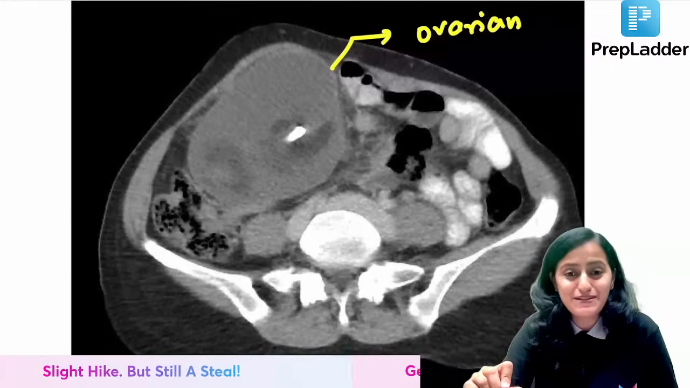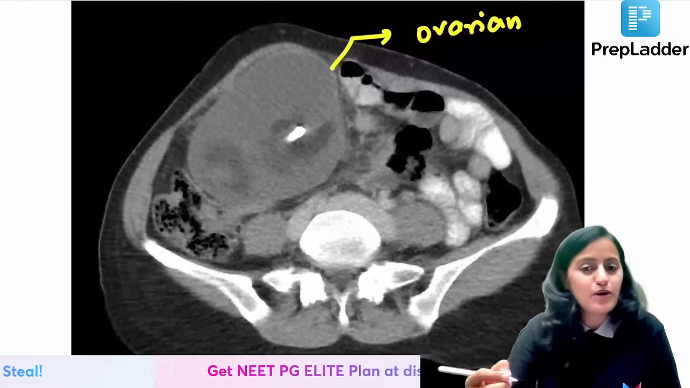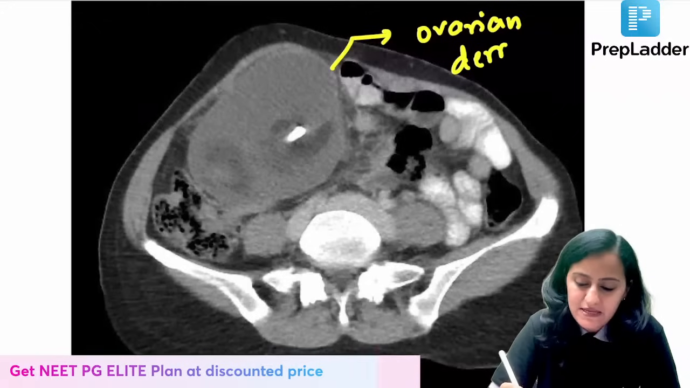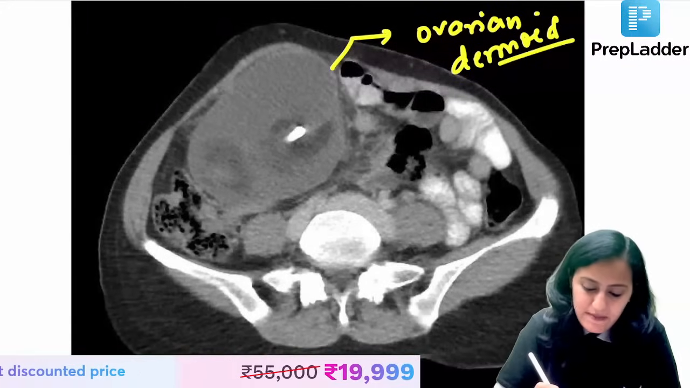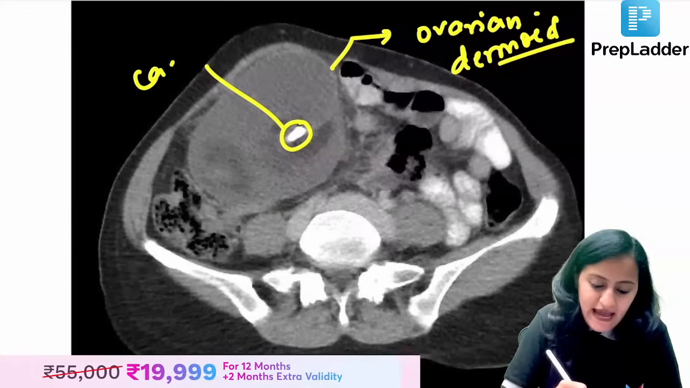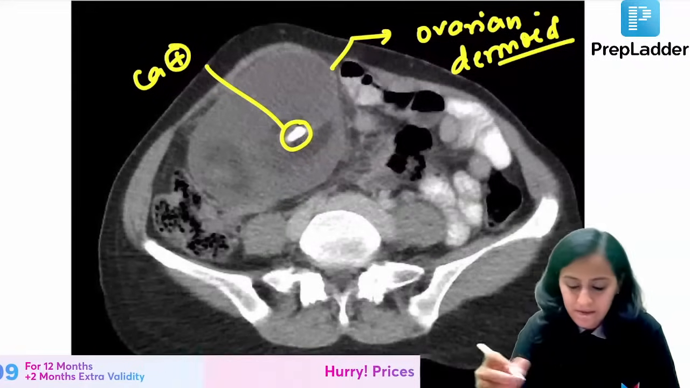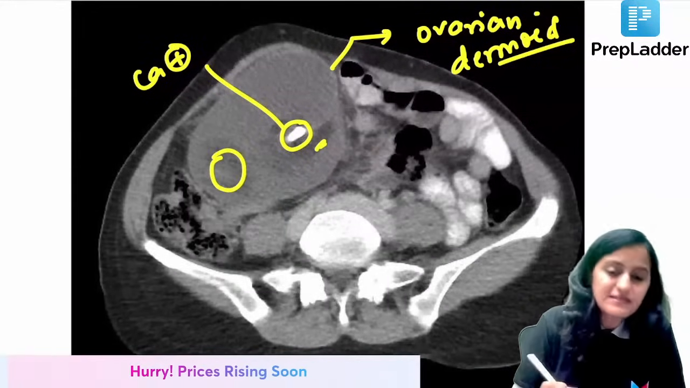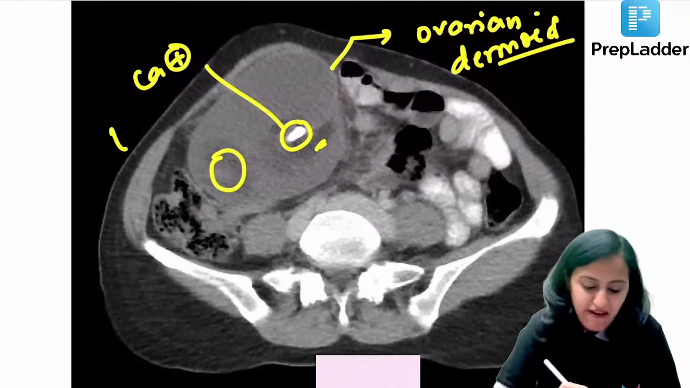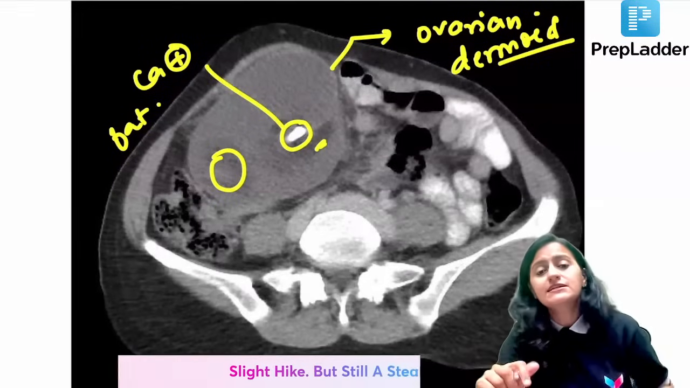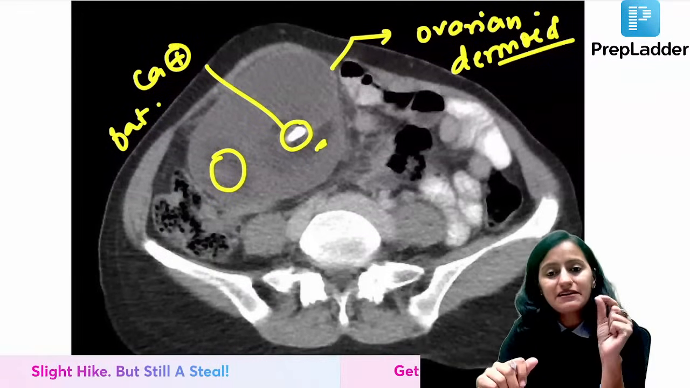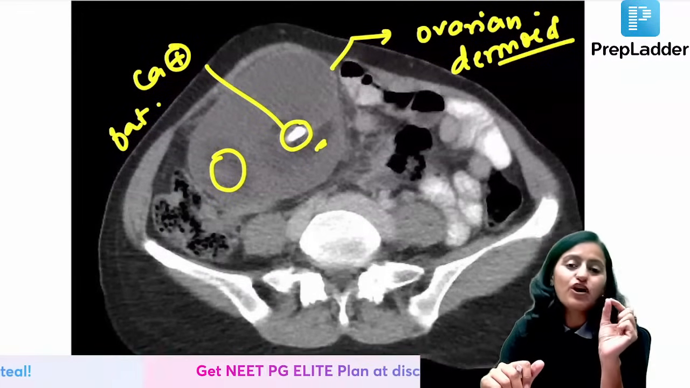Very good, Dr. Vedguru. Why dermoid? Dermoid or teratoma? This is ovarian dermoid, ovarian teratoma. Why? Because you can see the white calcification which is present here. You can see some dirty black areas also. It can contain fat and calcification. So, a mass containing fat and calcification, you should think of teratoma.